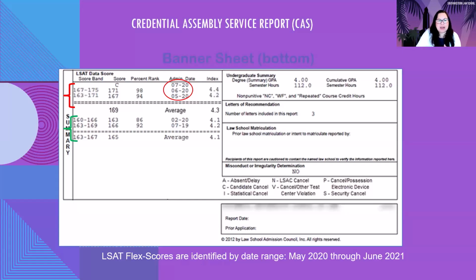You can see here we get an actual score. So that's in the score column. We also, to the very left of that, have a score band. So each set of scores really is part of a band. You can also see in the very first row, there's a C, that's for a cancellation. And if you look a little bit towards the bottom right, you can see there's a whole key there. A for absent, C for cancel, I for statistical cancel, N for LSAC cancel, etc. So we do get some kind of flag for every test administration that you register for.